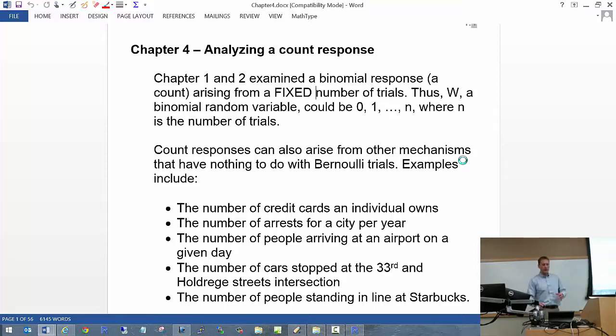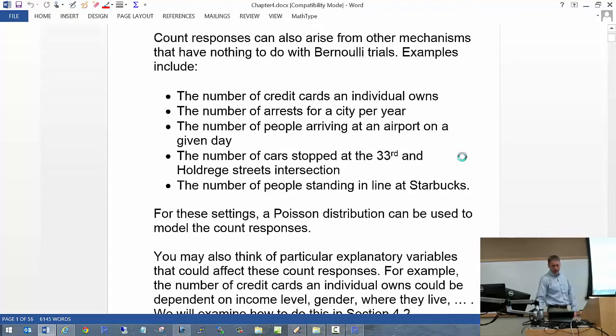So where can this occur? Here are some examples. The number of credit cards an individual owns. Well, you might hope that there is an upper bound, but really there isn't. As long as those credit card companies keep on sending you stuff in the mail, you keep on getting more and more and more. It's not as though you're doing an experiment of sending in your credit card applications out of a certain number of trials and seeing how many you get. If you just keep on sending them in, that's why there's not necessarily an upper bound.